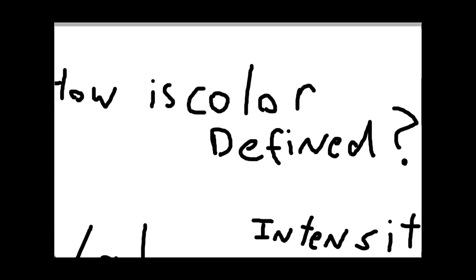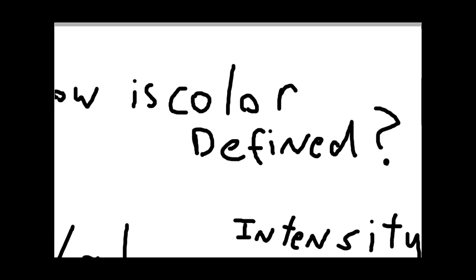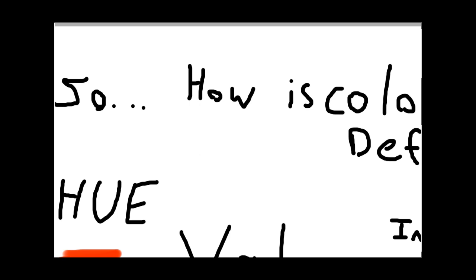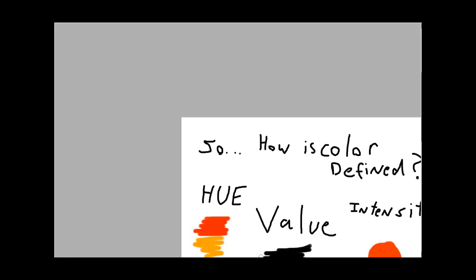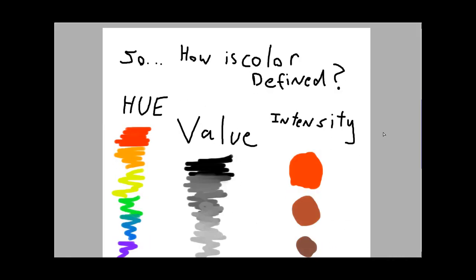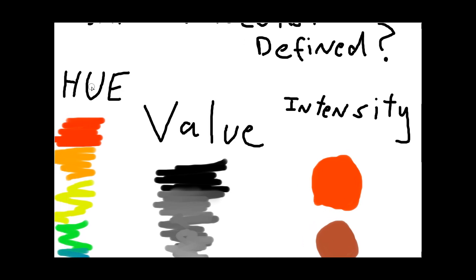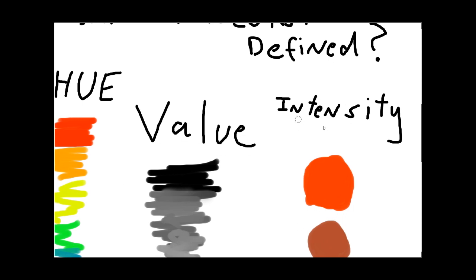So, how is color defined? Color is defined by having three qualities. Color has hue. It has value. Uh-oh, there's value. We just went over value. Isn't that a coincidence? And it also has intensity. So it has these three definitions.